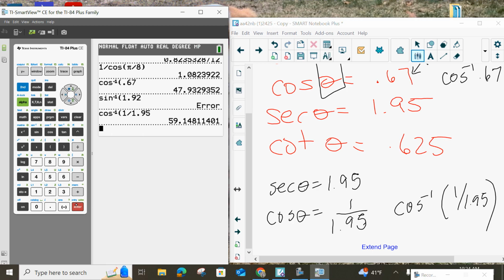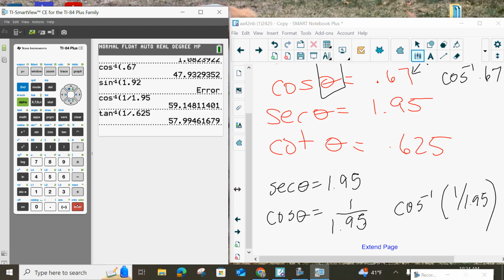59.148. Is that okay? You guys try the cotangent one. We are ultimately going to have all of these mixed up. I call these ones backward ones. The other ones that we did, I call forward ones. So what are we going to do? We're going to do inverse tan of 1 divided by 0.625, 57.995. Is that good? Right?